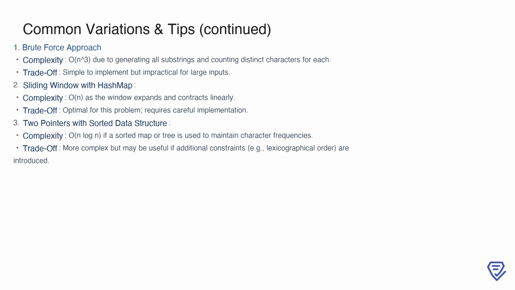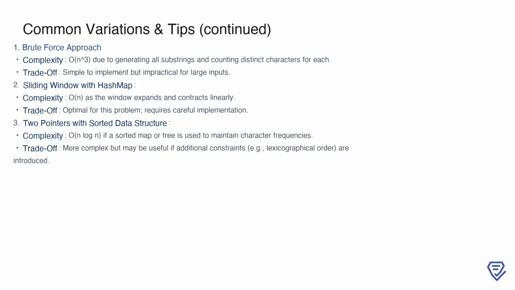Another alternative is using 2 pointers combined with a sorted data structure, such as a balanced tree or a sorted map. This approach has a time complexity of n log n, as maintaining the sorted order adds additional overhead. While more complex, it can be useful for variations of the problem that involve additional constraints, such as requiring substrings to be processed in lexicographical order.